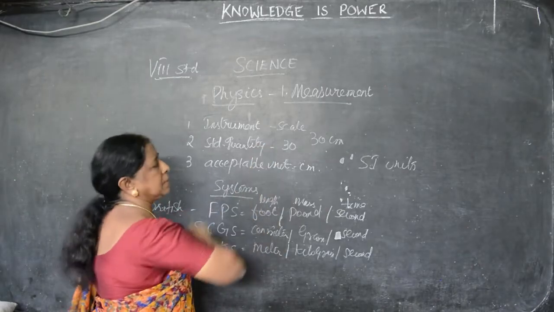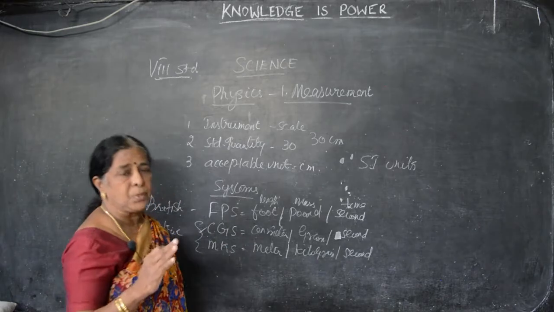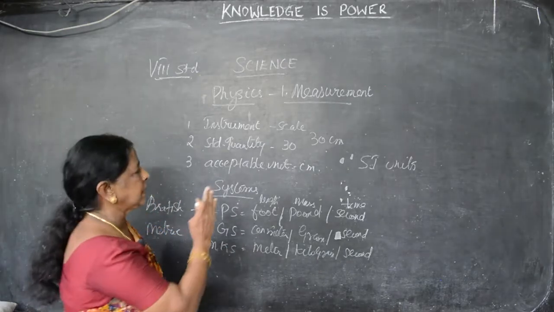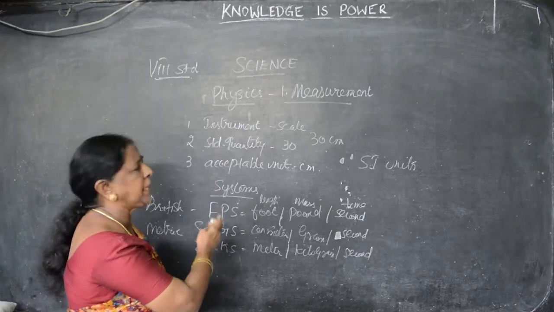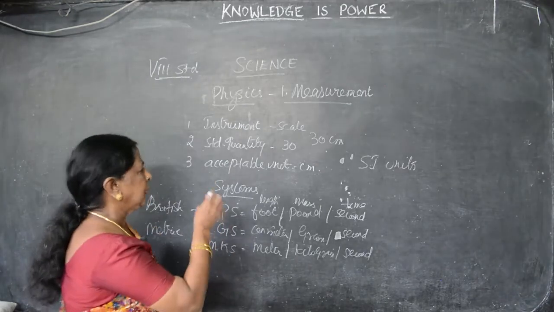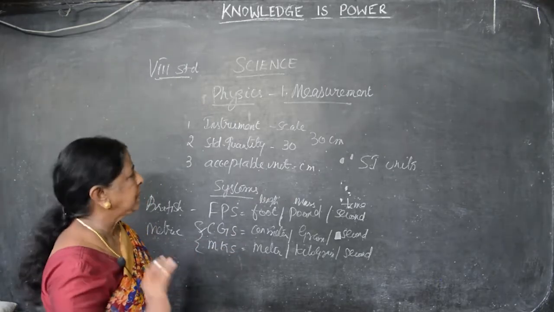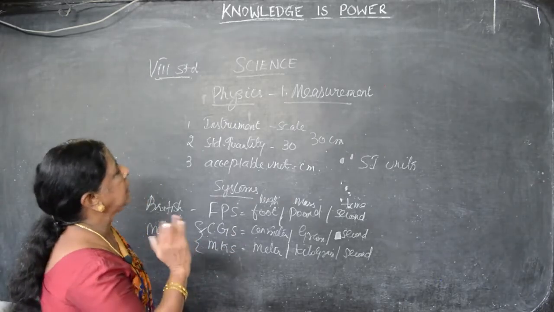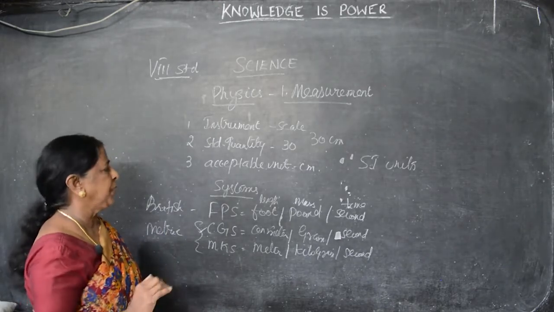That is 30 centimeters. So, what's the instrument you are using? The scale. Then what's the quantity? That is magnitude, that is 30. Then we have to measure with a unit, whether it is centimeter or meter. That is the acceptable unit, that is centimeter. So, to measure anything, we need a scale, that is instrument, standard quantity and acceptable unit.